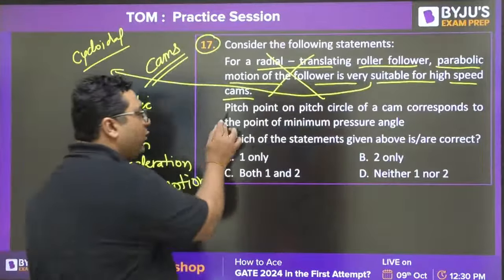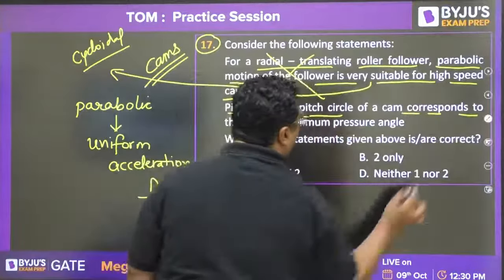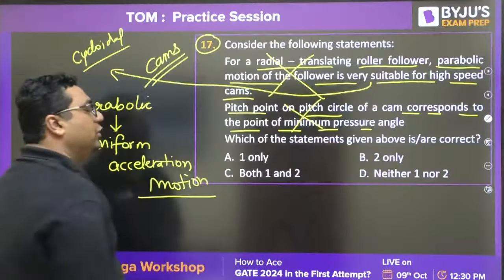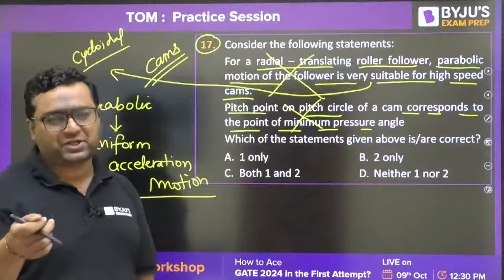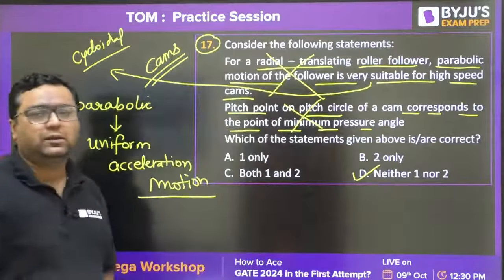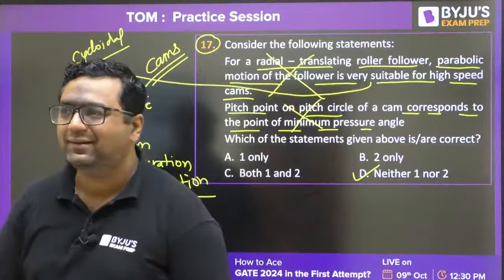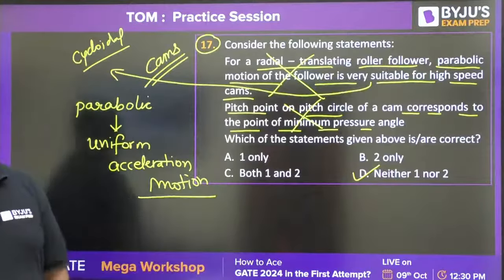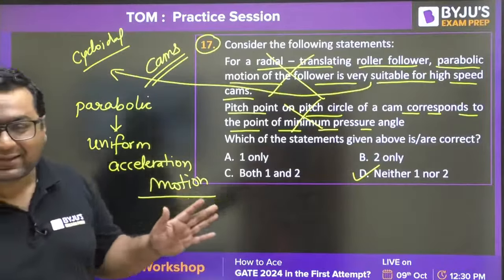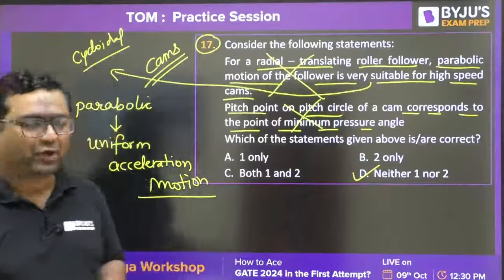The second says the pitch point on the pitch circle corresponds to the cam minimum pressure angle. It is wrong because it corresponds to the maximum pressure angle. So my dear, the answer will be D. Neither one nor two is correct. Very good, guys. This is the core beauty of the cam topic.